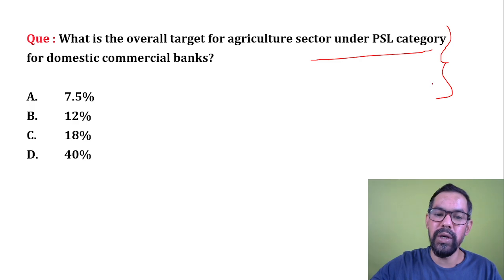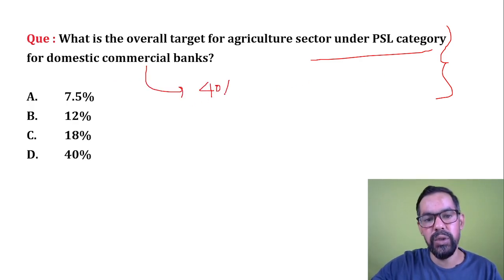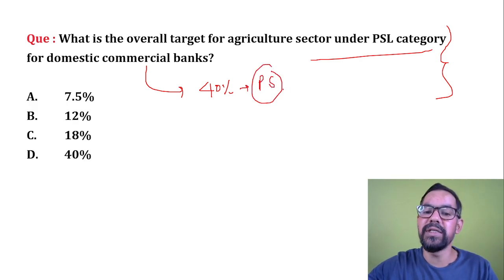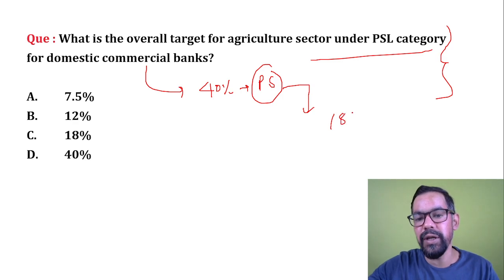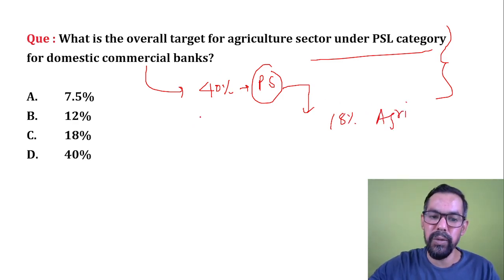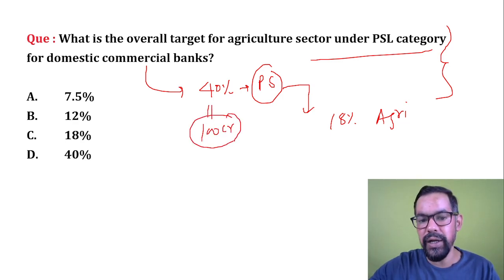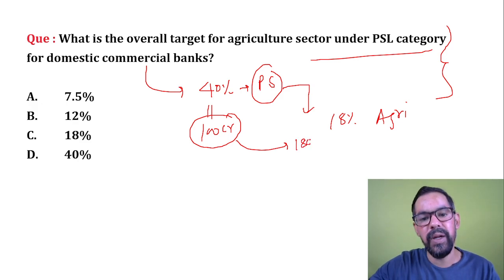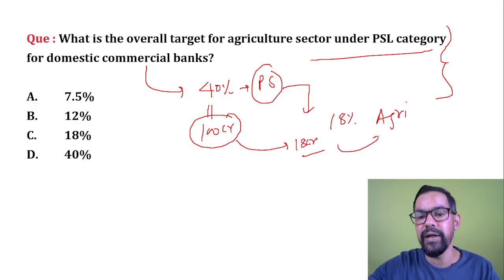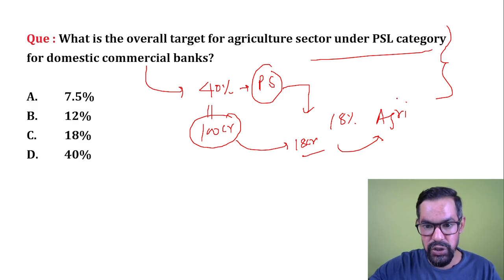Next one, what is the overall target for the agriculture sector under the PSL category? So as we told, commercial banks have to lend 40% to the priority sector. Out of this they have to lend 18% towards agriculture. Okay, so let's say this 40% equals 100 crore rupees. So out of this 100 crore rupees, 18 crore rupees they have to lend in agriculture and allied activities.